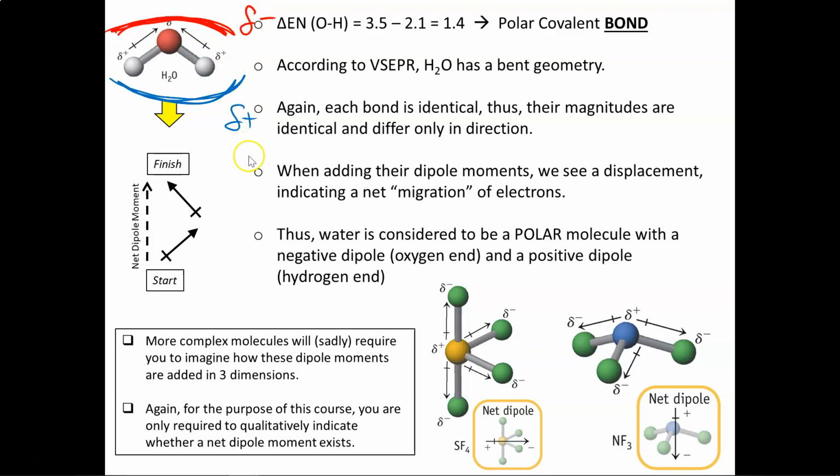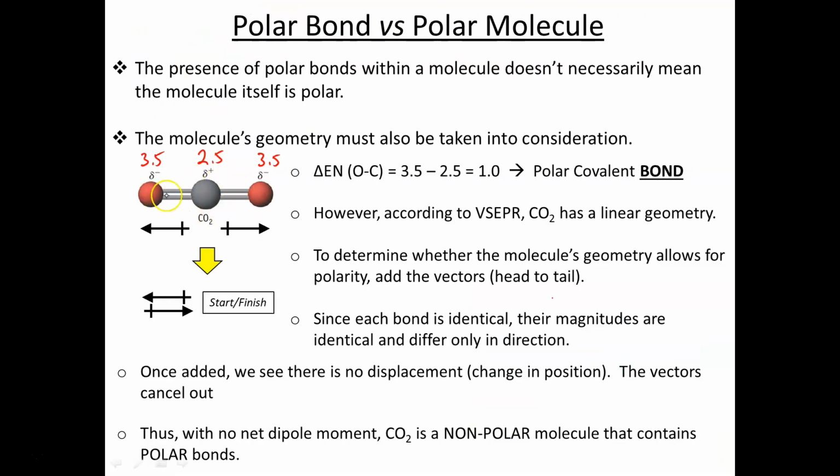Now, a common question students will ask is, why is water shaped like this while carbon dioxide is shaped like this? Couldn't you also draw carbon dioxide like this so that the dipole moments can add up and make it polar? The answer is no.